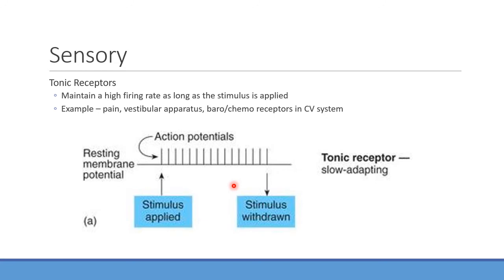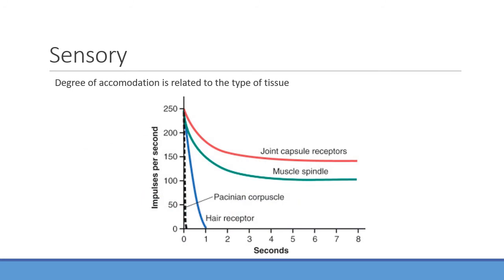Okay, so those are the two main types, the phasic and the tonic receptors. These are called slow adapting, and the phasic would be fast adapting or quick adapting. Looking at the different types of accommodation that can occur here is going to be very dependent on the types of tissues you're dealing with. For instance, a Pacinian corpuscle, which we're going to see is located within the skin, can adapt very, very quickly. That's like the feeling of your clothing on your skin. You forget about that pretty quickly.